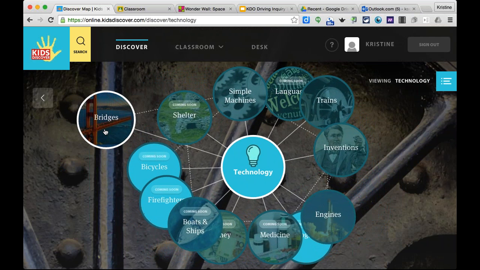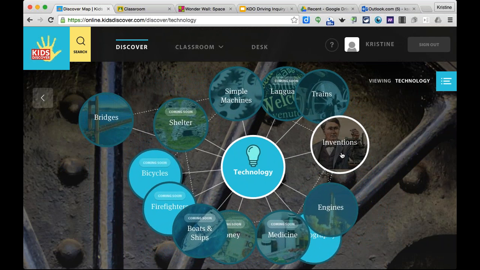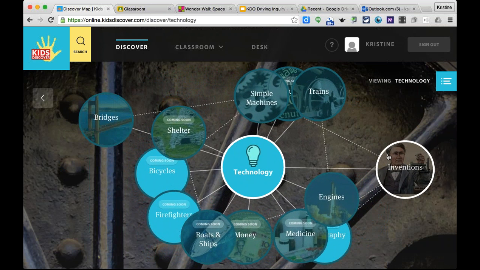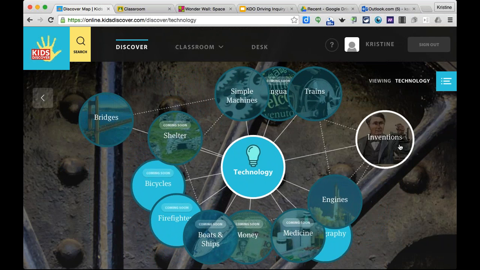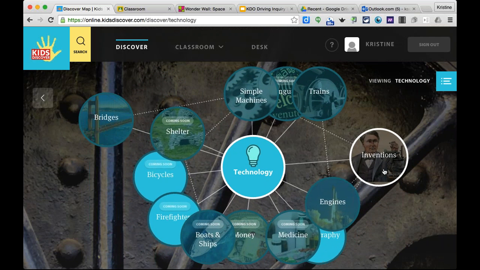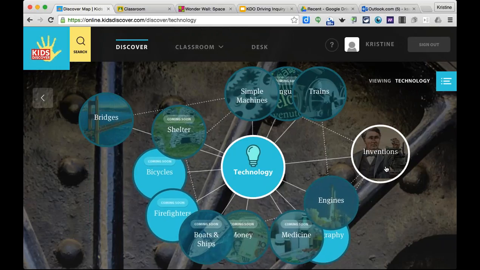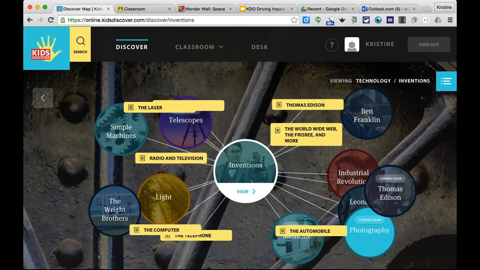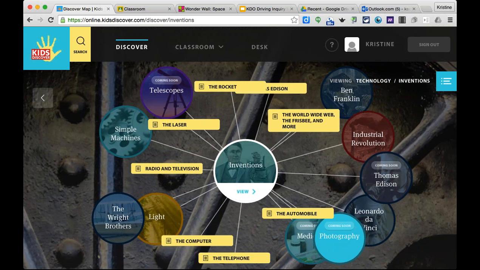And I can see that when I go to inventions and I move that around, that's connected to simple machines and it's connected to photography. So it really is a great visual to show students how ideas are related and connected. So I'm going to choose inventions. And again, the Discover map will adjust and change.